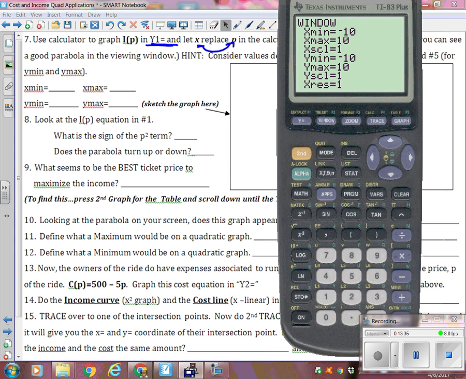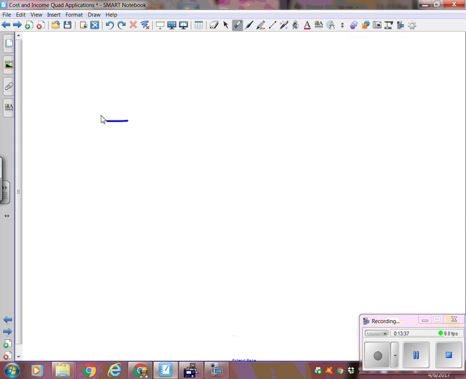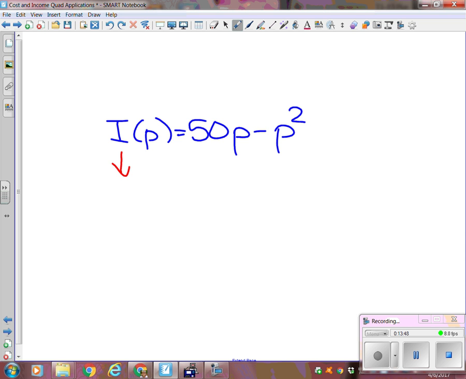Let's talk real quick about something. The equation said I parentheses P is equal to 50P minus P what? Squared. I takes the place of what other letter? What other letter do we usually start an equation with? Well, not X, but well, I takes the place of Y, and P takes the place of what letter? X. So usually I'm doing X's and Y's, all right?